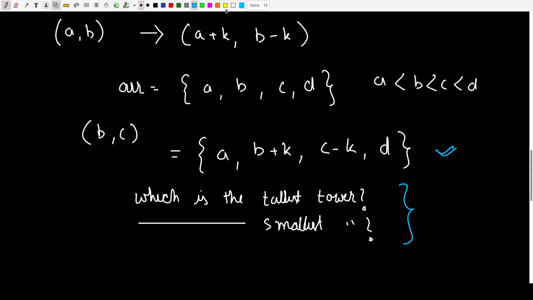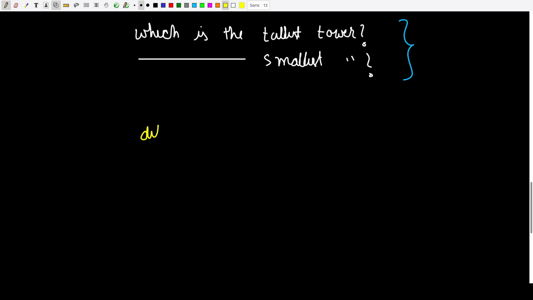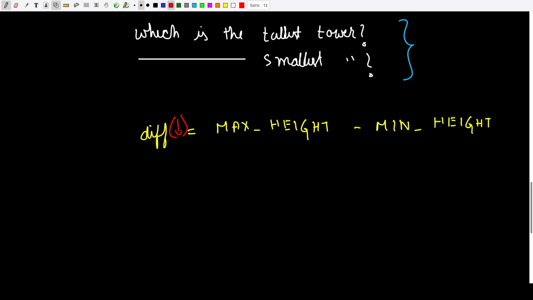So to understand this, let us first look into this array. So remember, this array is already sorted. Now since this is the sorted array, this is the minimum element and this is the maximum element. And our objective is to compute the difference between max height tower minus min height tower. And within this, our objective is to minimize this. So we want to minimize this. In order to minimize this, what we need to do is we need to minimize this and maximize this.